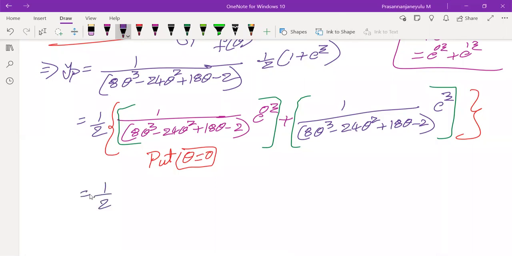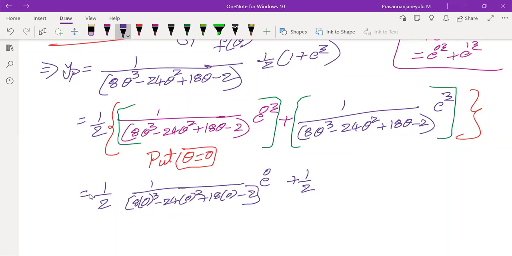1 by 2 I am, okay, better I'll separate 1 by 2 for both the terms. 1 by 2 into 1 by, if we substitute theta equals to 0, what is we are going to get? Denominator? Simply minus 2. So better I'll write is 8 into 0 power 3 minus 24 into 0 power 2 plus 18 into 0 minus 2. This everything is denominator part of e power 0z. Nothing but e power 0 I am writing. Plus 1 by 2 into, here what we discussed, we have to do differentiation.